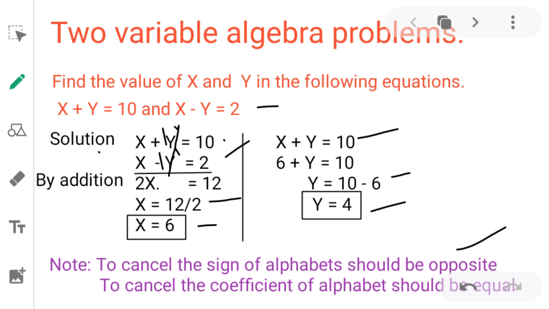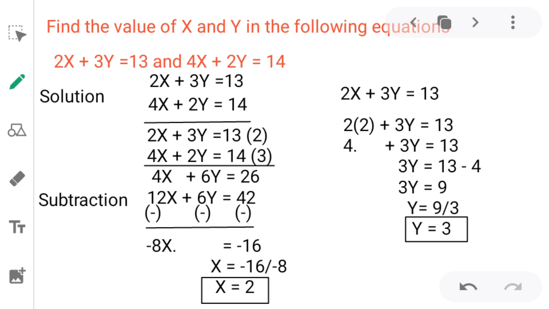In this case you may observe the coefficient of y is 1, and minus y is also 1. If that is the case, we can cancel. If one is 2 and another is 3, we can't cancel. We should make them equal first and then cancel. Let's take that type of example in the next step.